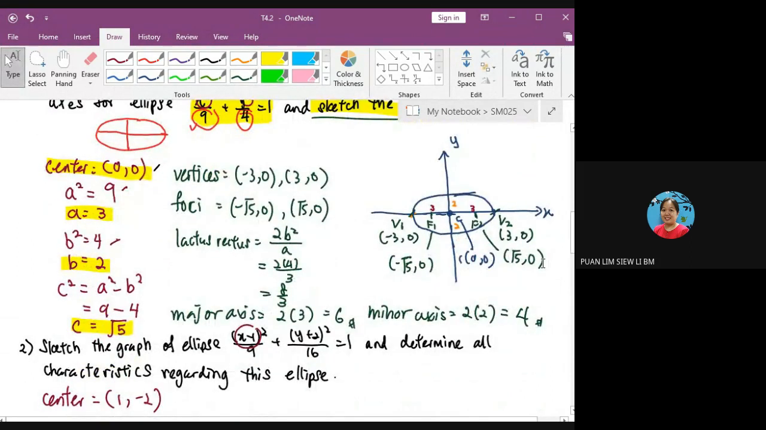When you're sketching your ellipse, first make sure your shape is correct. Make sure we can see your shape is correct, a horizontal ellipse. Then make sure all the points are labeled: your vertices, your V, your F, your center, your x-axis, your y-axis. Alright, so that will be our question number 1.